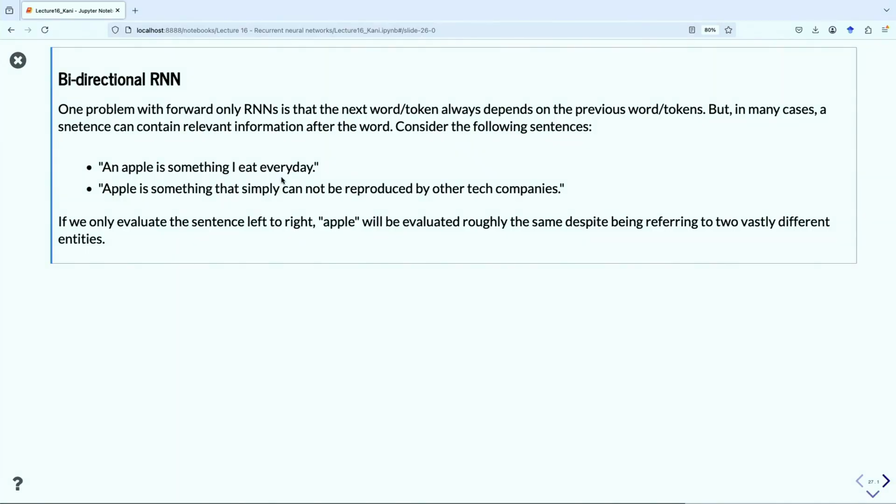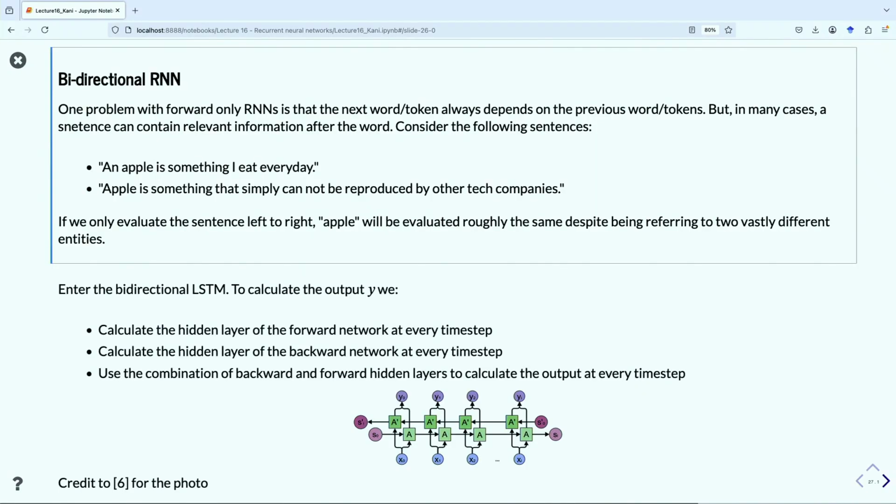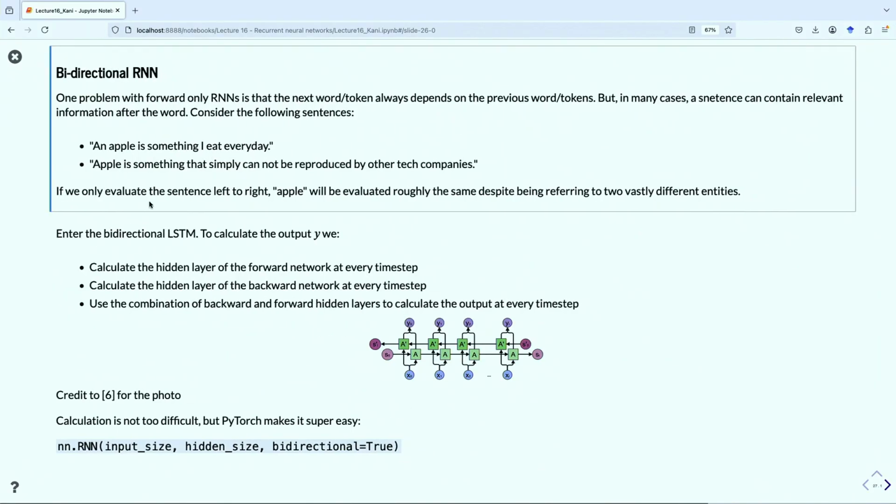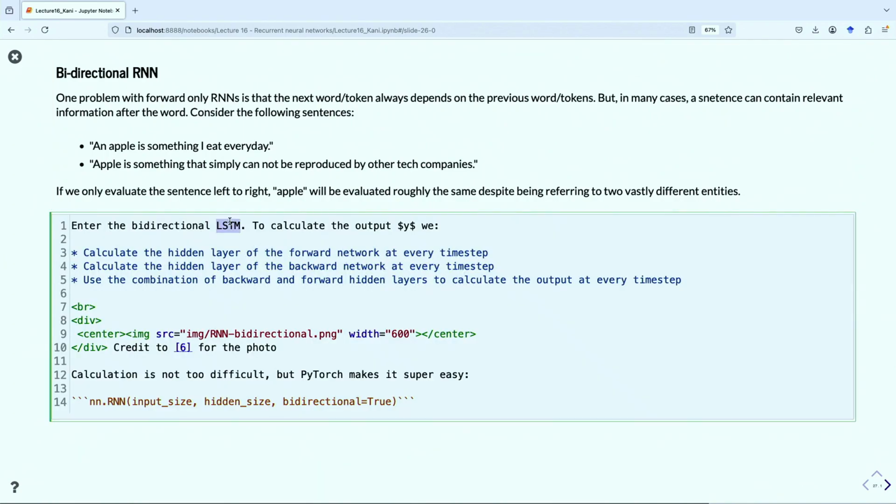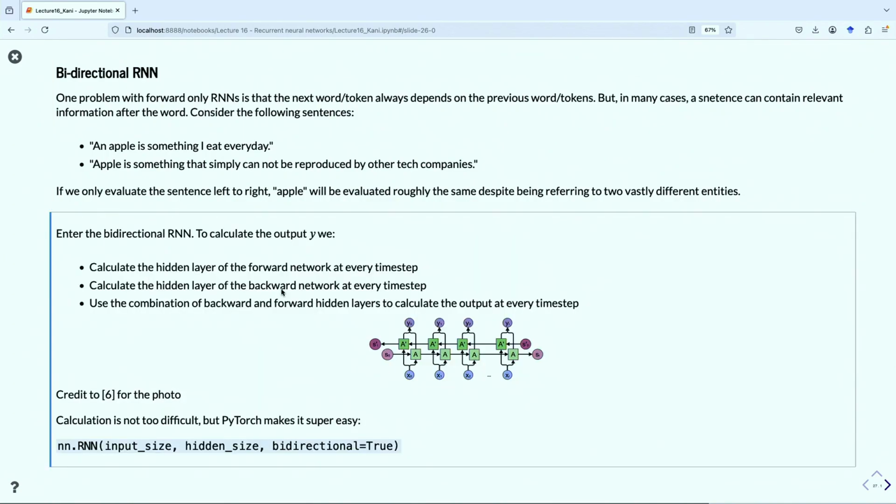So what do we do? How do we improve a model in this case? Well, we use what's called a bidirectional RNN. To calculate the output, we simply have two RNNs running concurrently. The first RNN gets the input from x0 to xn, same as before. The second RNN gets the input in reverse, from xn to x0.